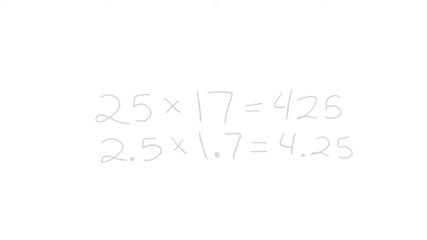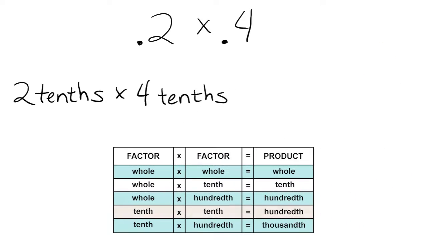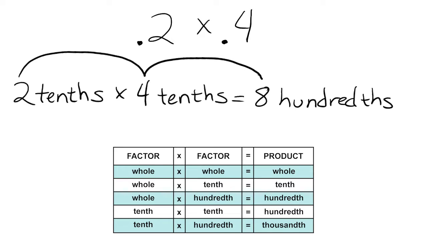To expand on this, let's look at 2/10 multiplied by 4/10. Recalling our previous lessons, a tenth multiplied by a tenth will be a hundredth. So the product will be 8/100. 2 multiplied by 4 is 8, and a tenth multiplied by a tenth is a hundredth.